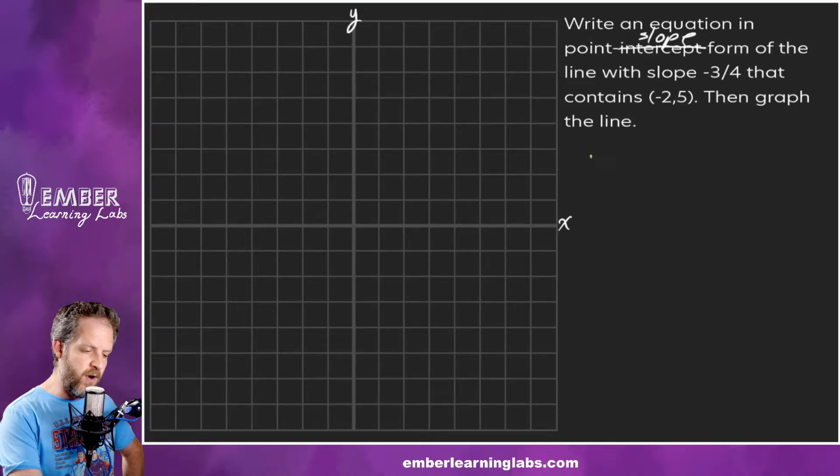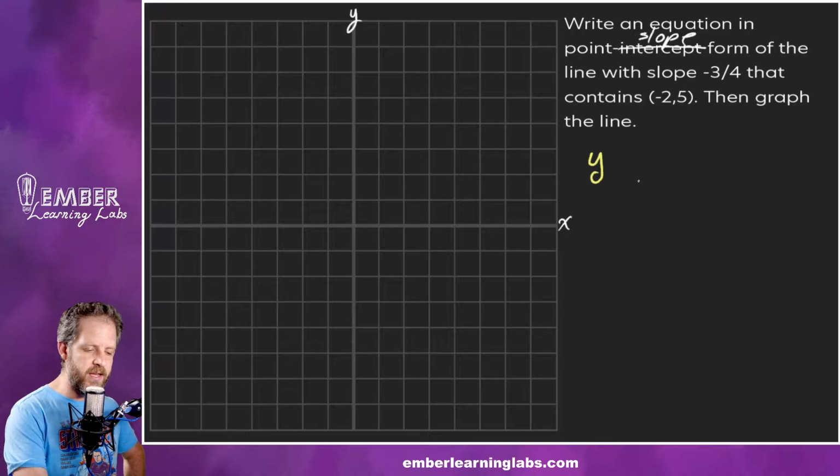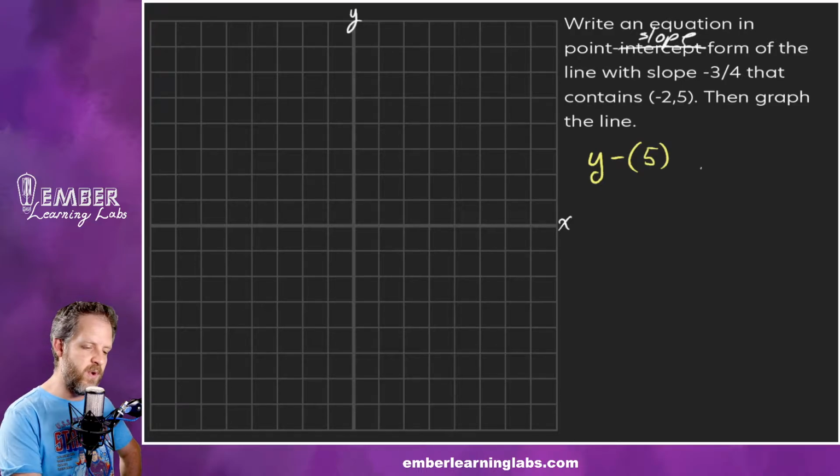So we're going to do y minus, I'm going to put it in parentheses, y minus 5, that's the y1, right? And then over here would be x1, equals m, which is negative 3/4.